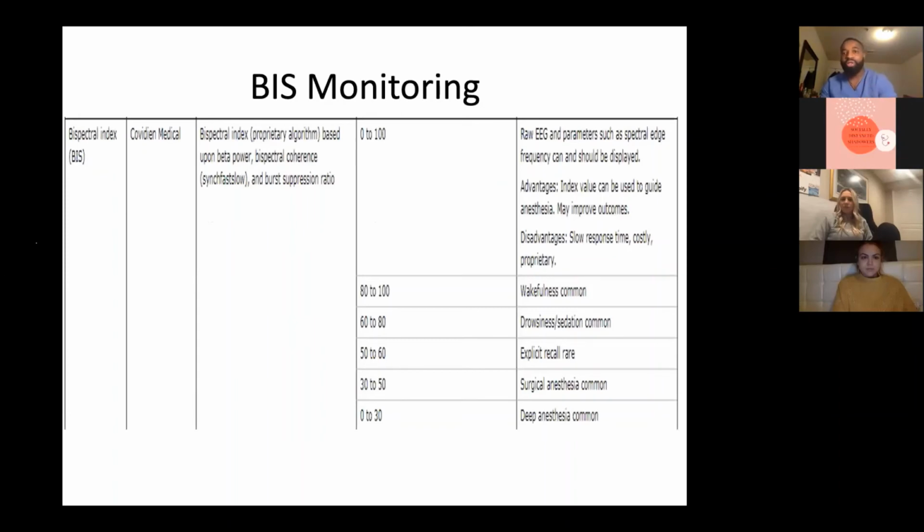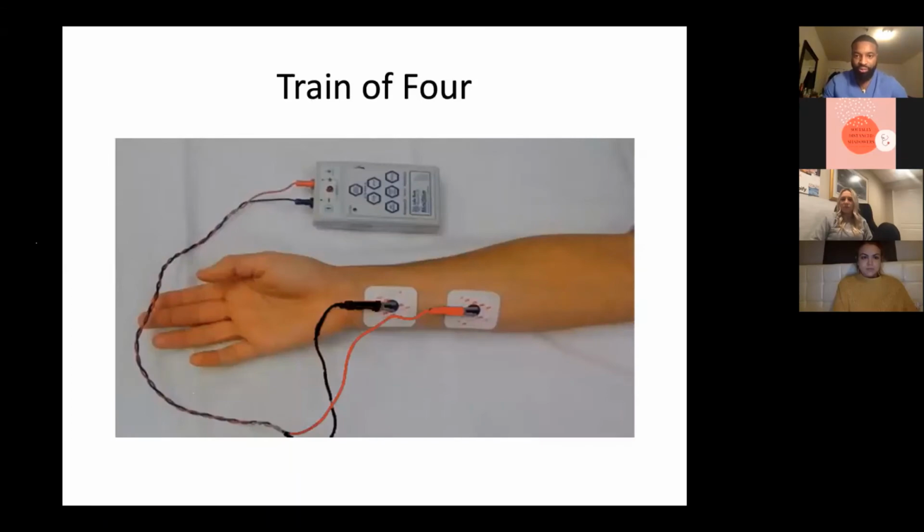So this is a monitoring system. It's called BIS. Basically, it tells you the level of sedation that the patient is in, or level of response they're able to give. So 0 to 30 is deep anesthesia, surgical anesthesia, 30 to 50 is common, explicit recall rare 50 to 60, drowsiness and sedation common 60 to 80, wakefulness common 80 to 100. So these are the parameters that you look at, depending on what BIS level you want the patient to be in.